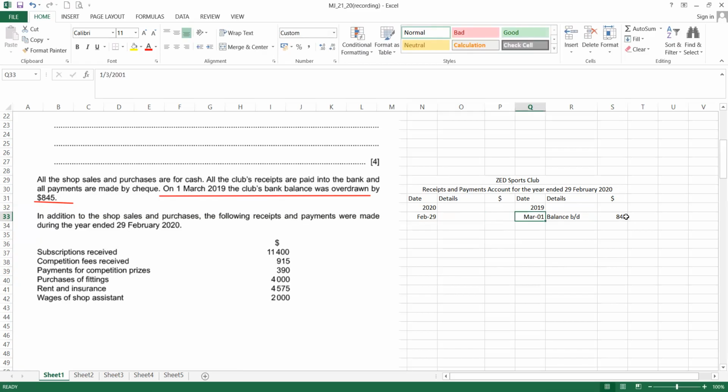Everything except this one, the balance brought down, is the first day. The rest are all recorded on the last day. So in the debit or credit also, payment and receipt are all on the last day. Receipt amount goes in the debit side. So you can put subscription. No need to write receipt, just put subscription. Competition fee. Because we understood that when it comes to the debit, it is a receipt.